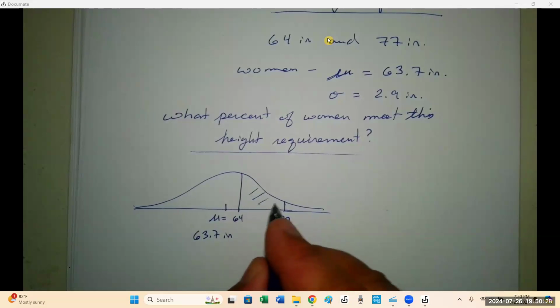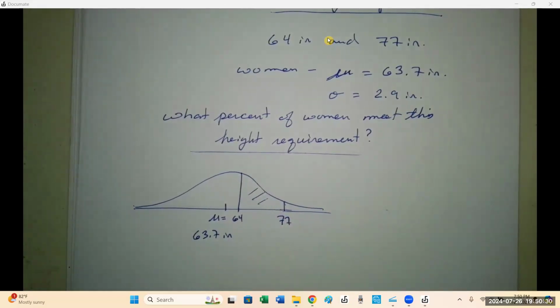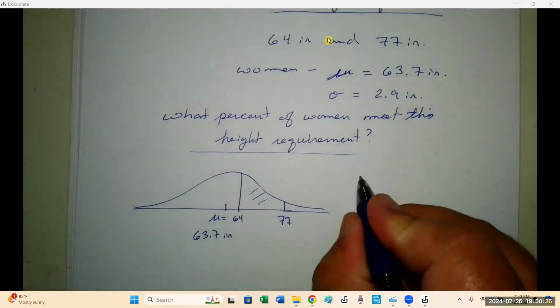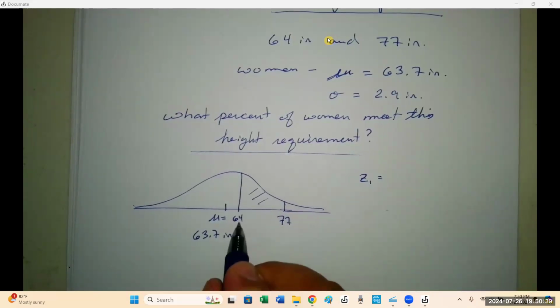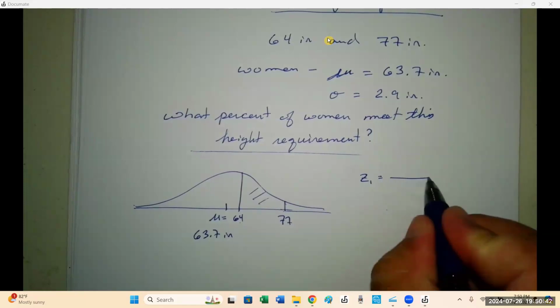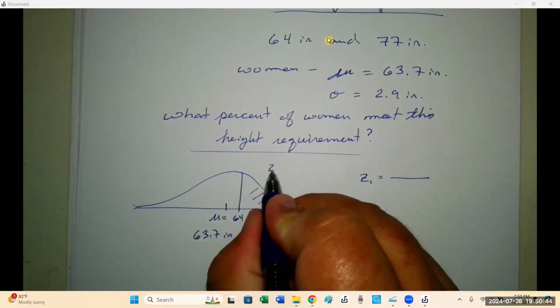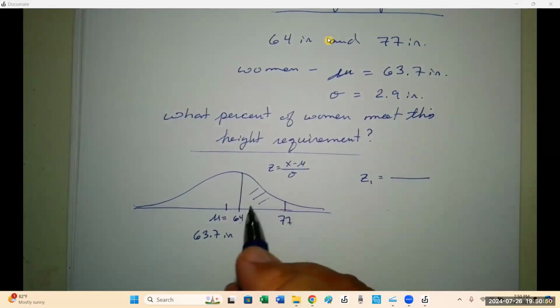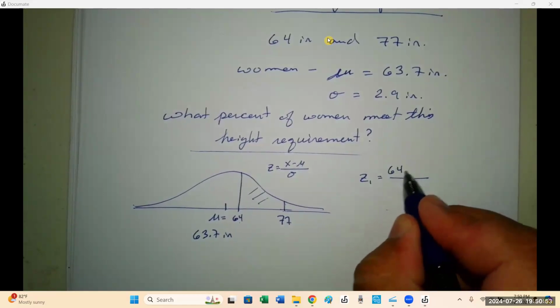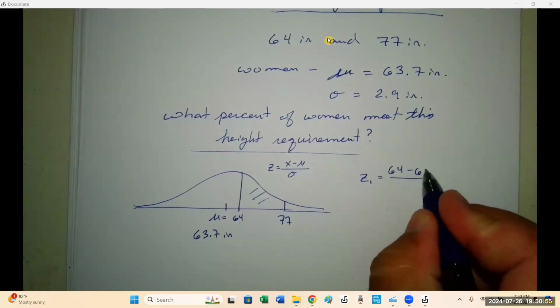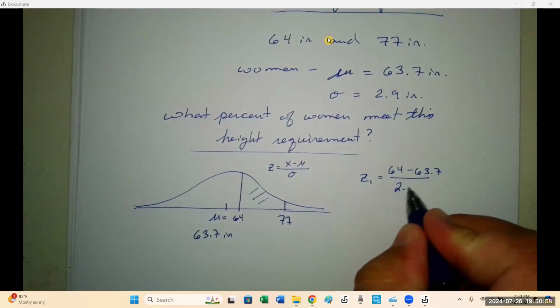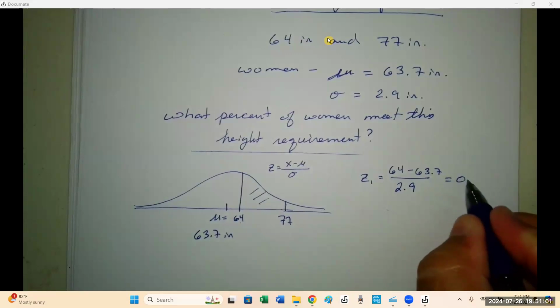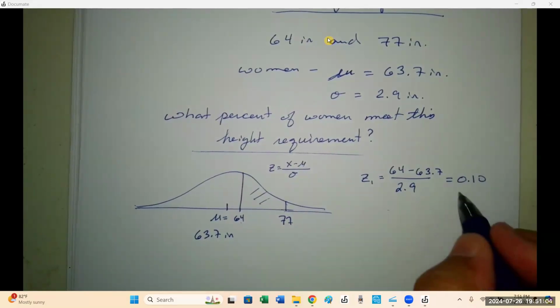We want to know this area because that's going to tell us the probability that the women fit in that zone. So we have our z-scores. We have to find the z-value for the first one. We'll be using z equals x minus the mean over sigma. So x is 64 minus the mean, which is 63.7, over 2.9, equals 0.01.